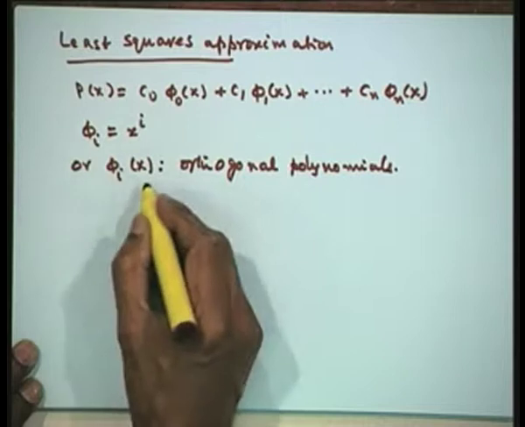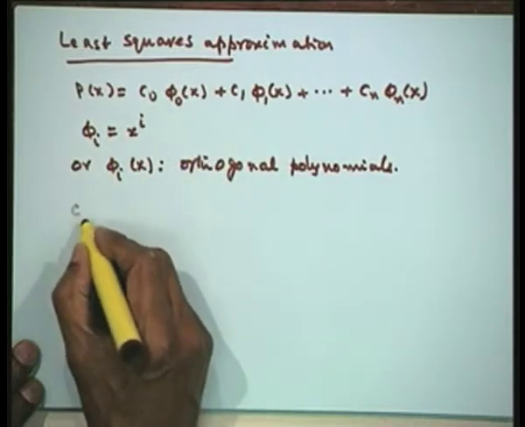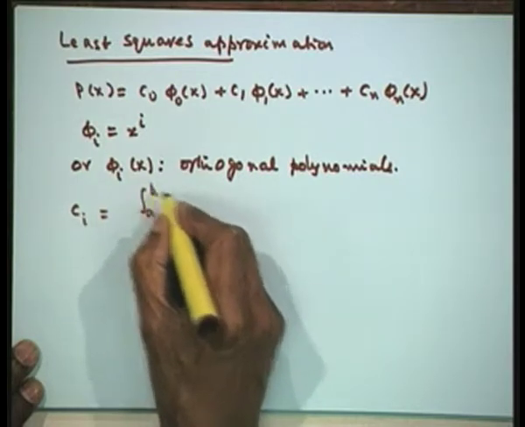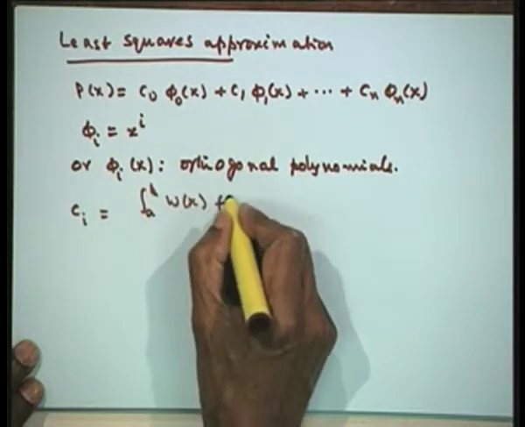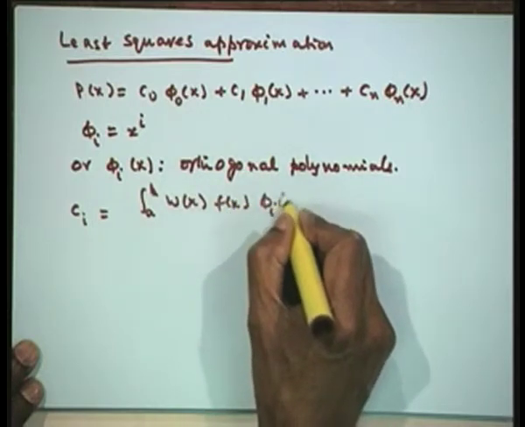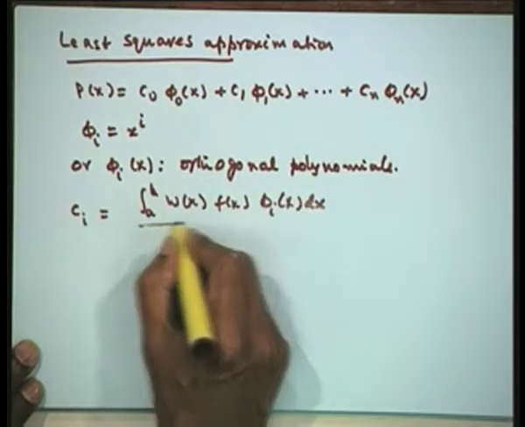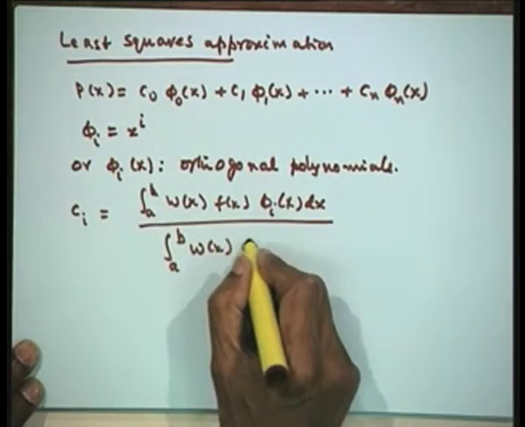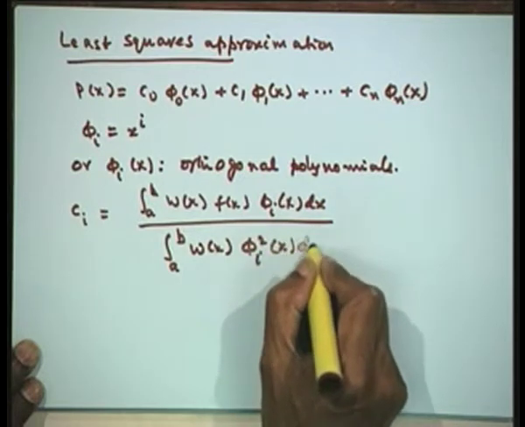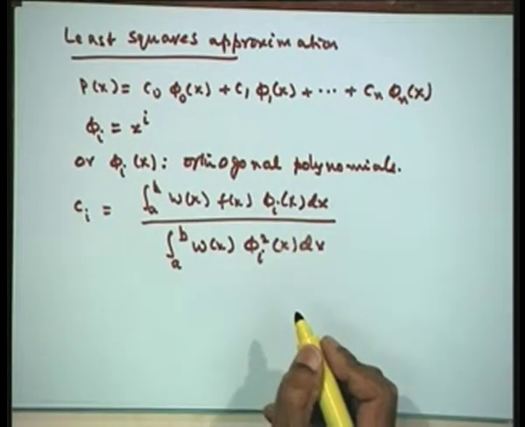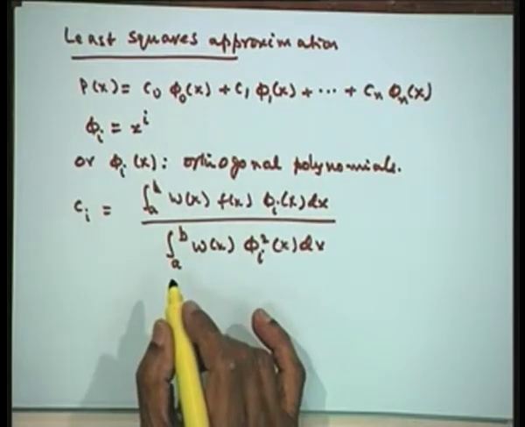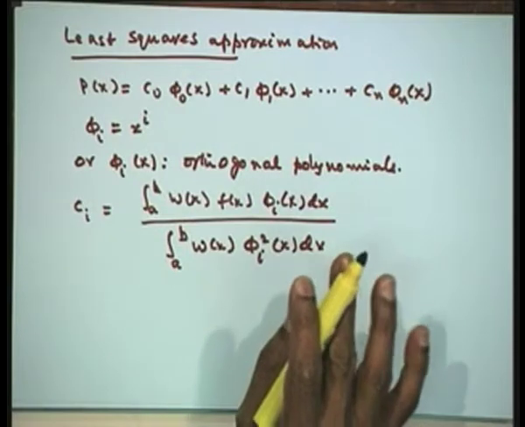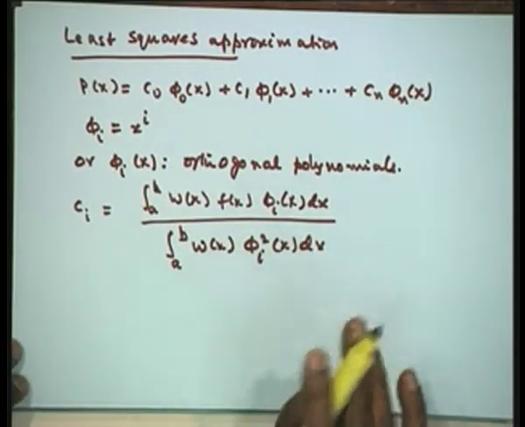And now, if phi I x are the orthogonal polynomials, we have derived the values of the constant C I as integral a to b w x f x phi I x dx divided by integral a to b w x phi I squared x dx. Now, when the data is given, these integrations have become summations and we have certain equations, and we have illustrated examples when a data is given.